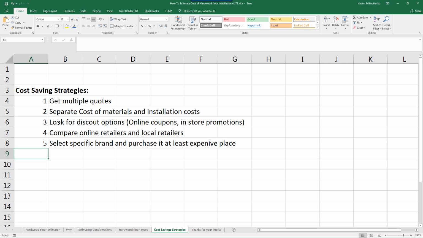You also want to look at discount options. A lot of times, online retailers especially give you coupons, or if it's a local vendor, you can get in-store promotions. Keep in mind, if you're ordering online, there might be shipping costs involved, so sometimes it's worth picking the vendor that ships free. You want to compare online retailers and local retailers. For that, it's important to determine the vendor that you want to buy from.